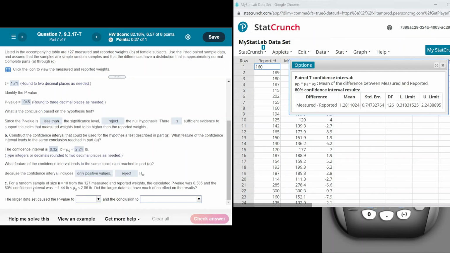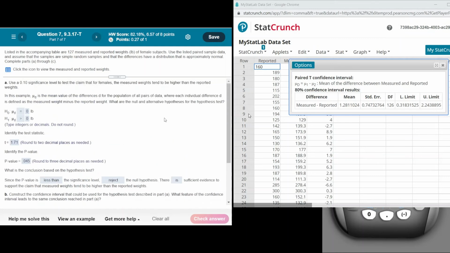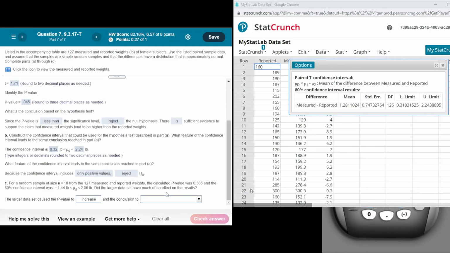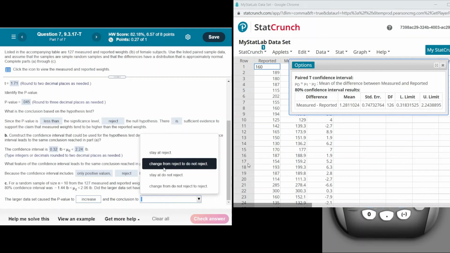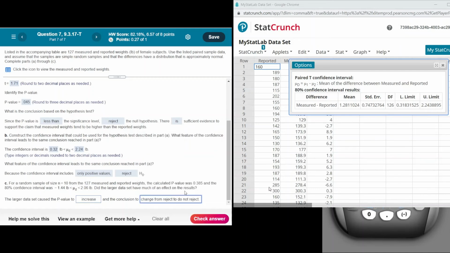So the larger data set caused the p-value to... All right, so let's compare our p-value, which is 0.045, with their p-value, which is 0.385. So ours is actually less than 0.385, right? So the p-value actually increased in a conclusion. And now let's take this p-value and compare it with the sig level. So 0.385, let's compare it to 0.1. Is greater than. So this is going to be a fail to reject. Yep. So we're going to change from reject to do not reject.